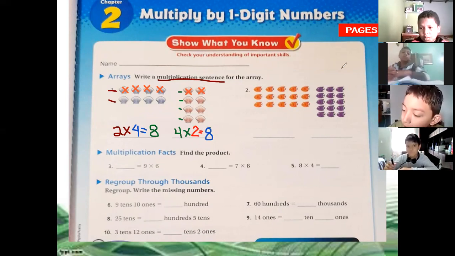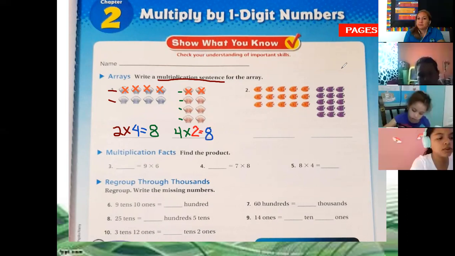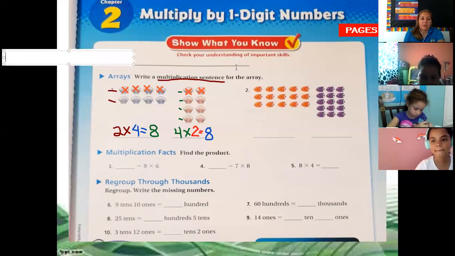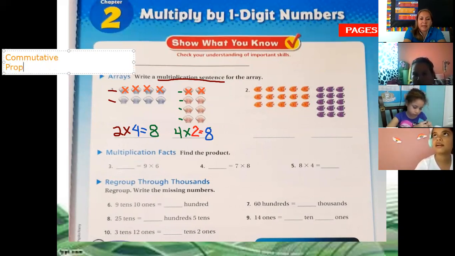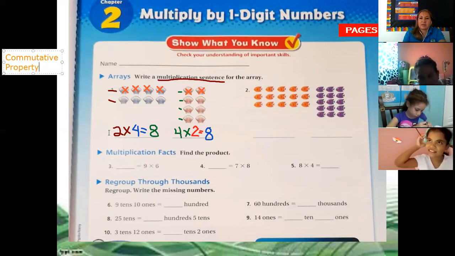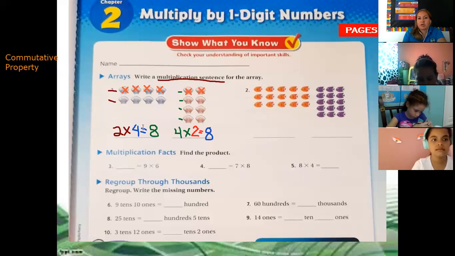The array is different, okay? Because when you say in another class that we can flip the multiplication, that is a property. That one is the commutative property of multiplication. The commutative property of multiplication says that the order of the factors doesn't change the product. So we have here 2 times 4 and 4 times 2, and the product is 8. That's one property, commutative property of multiplication.